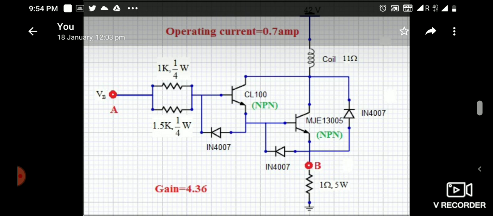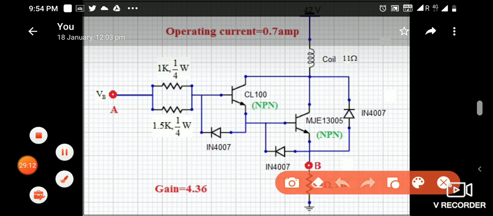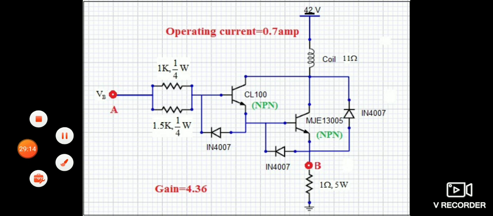The emitter resistance we have kept is 1 ohm. The freewheeling diodes are 1N4007, and we have used CL100, CK100. So all these properties we will have to check in the data sheet, which matches our requirement, and then we will select that transistor.